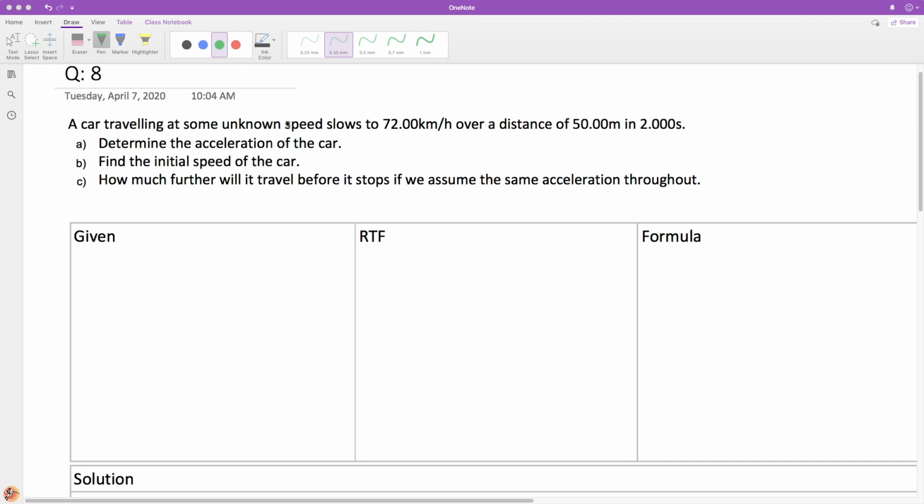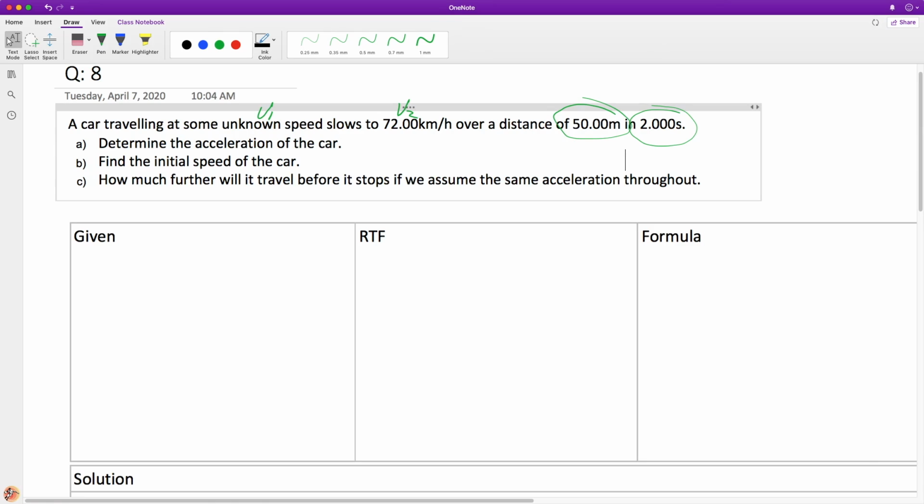This question, ladies and gentlemen, is a Section A, Section B problem, because here's what we got going on. So we know that the car is, and the key word is this, it is traveling at some unknown speed and then slows to 72 kilometers per hour. And what that implies is the unknown speed happens first, all right? So this would be a V1, where this would be a V2. We know that that occurs in a distance of 50 meters and that occurs in 2 seconds, all right? So these all are related to each other.